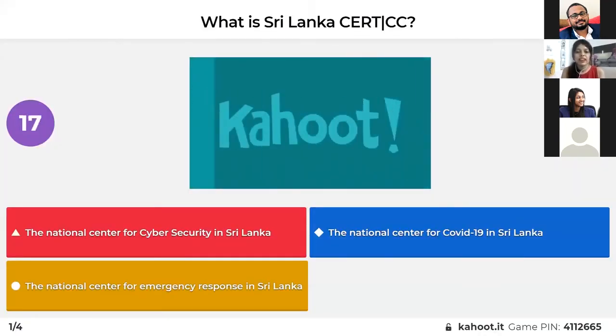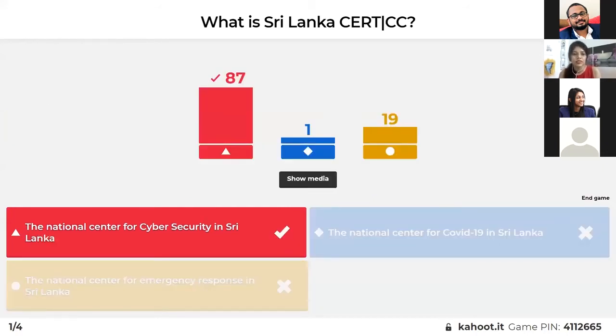What is Sri Lanka's CERT? Answer red, the National Center for Cybersecurity in Sri Lanka. Answer blue, the National Center for COVID-19 in Sri Lanka. Answer yellow, the National Center for Emergency Response in Sri Lanka. So what is the correct answer for CERT? What is Sri Lanka CERT, folks? This is so easy for you.